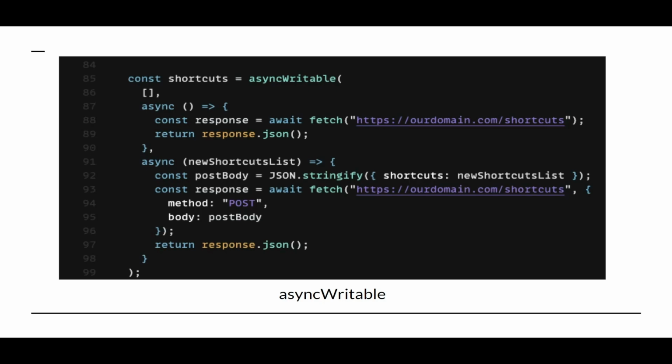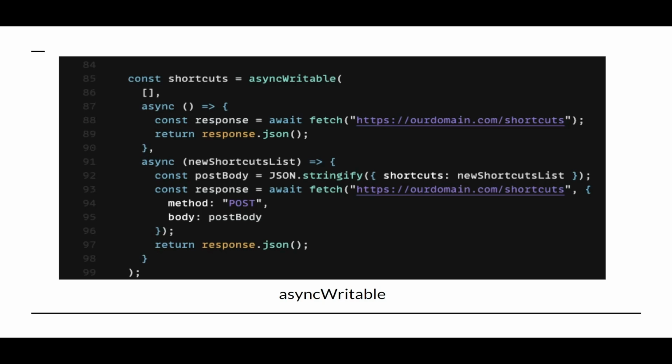Well, we could use a reloadable async readable store to fetch the user's current list of shortcuts. Then, when they make changes, we post to the persistence endpoint, and when that is complete, we reload the store. This is functional, but the problem is that our application will not update with the new list of shortcuts until writing and then reading is complete. This adds undesirable latency to the user's experience.